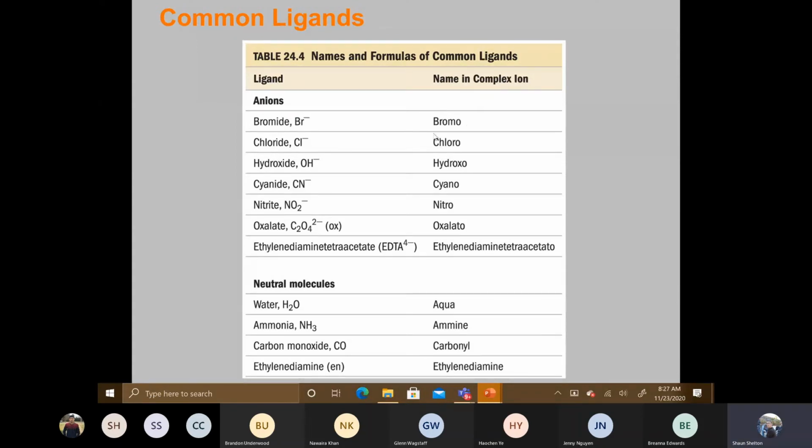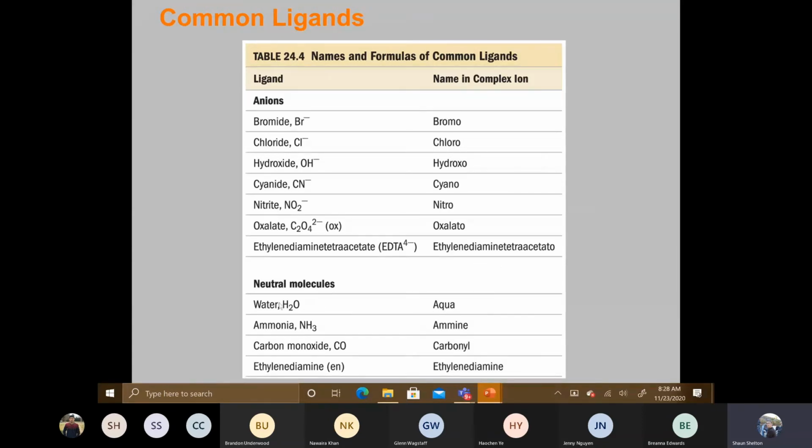Bromo, chloro, hydroxo, you get pretty fun with these things. Cyano, nitro, oxalato. Oxalato, cyano. And then you get to EDTA. You should say this one 10 times. So it's ethylenediaminetetraacetate, ethylenediaminetetraacetate, okay, no. Ethylenediaminetetraacetato. Makes me think of potato.